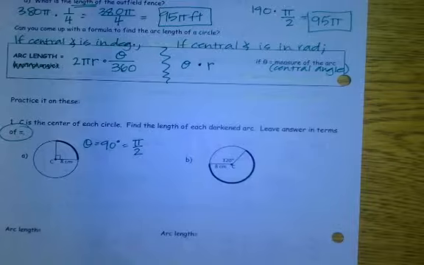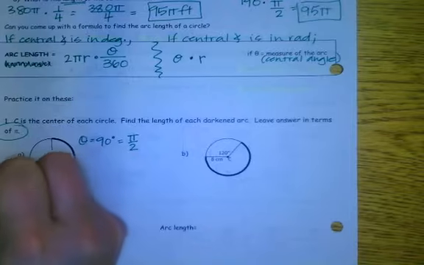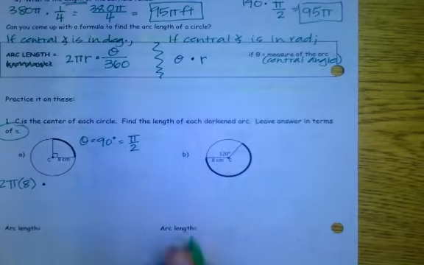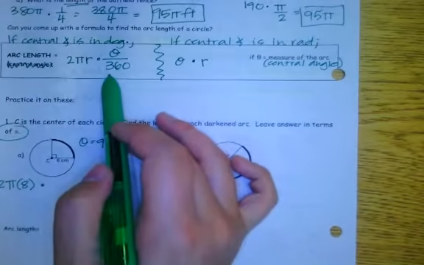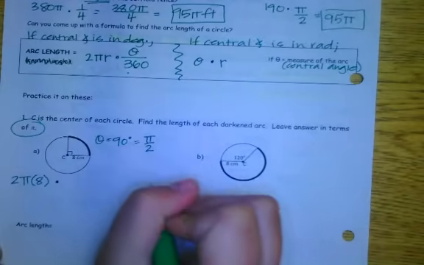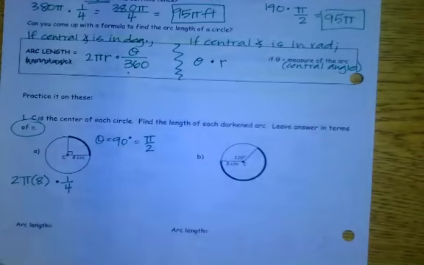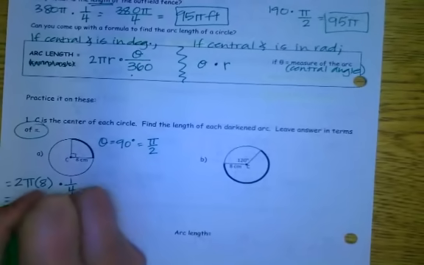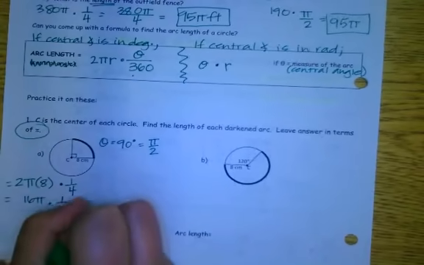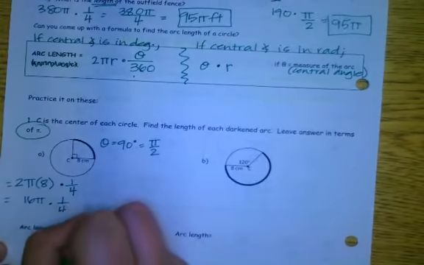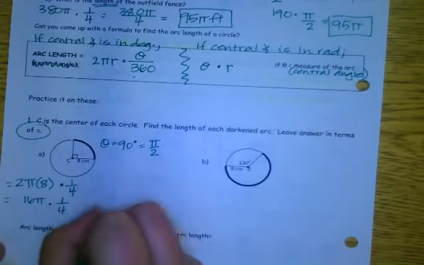Which one do you want to use? Degree. Okay, we can do them both ways. So you have 2 pi times 8, which is our radius, times theta over 360, which is 90 over 360, simplifies to 1/4. So I have 16 pi times 1/4, and so what am I going to get as my arc length? 4 pi what? Centimeters. Make sure you have your unit.